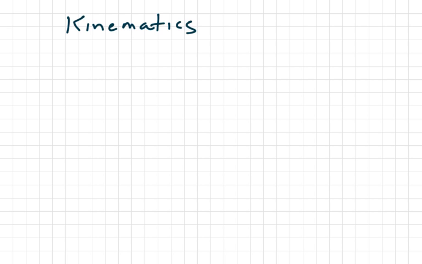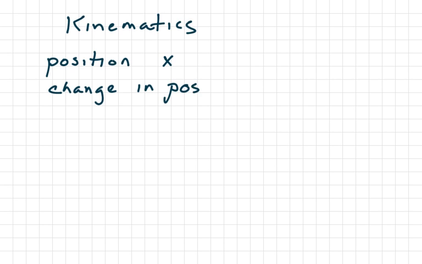When we want to indicate position, we will use a lowercase x. When we want to indicate a change in position, we will use delta x, which is our final position minus our initial position. This quantity is called displacement.